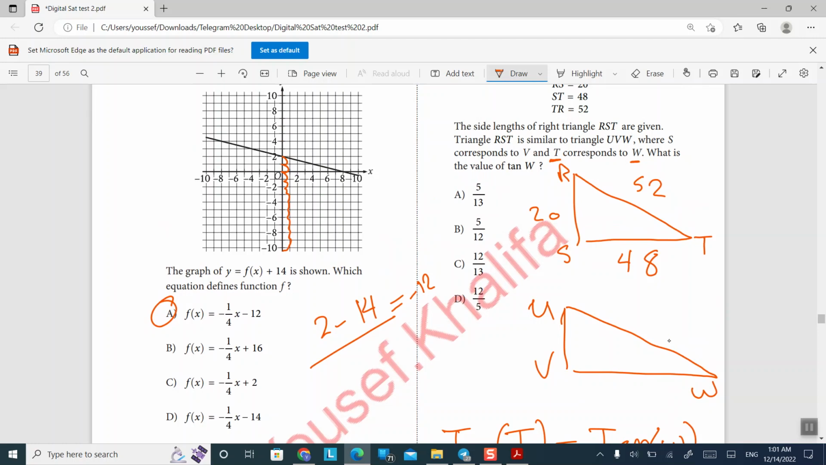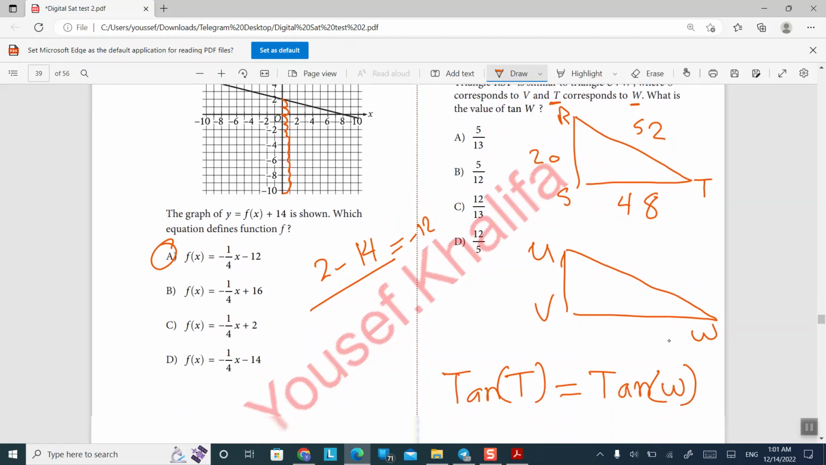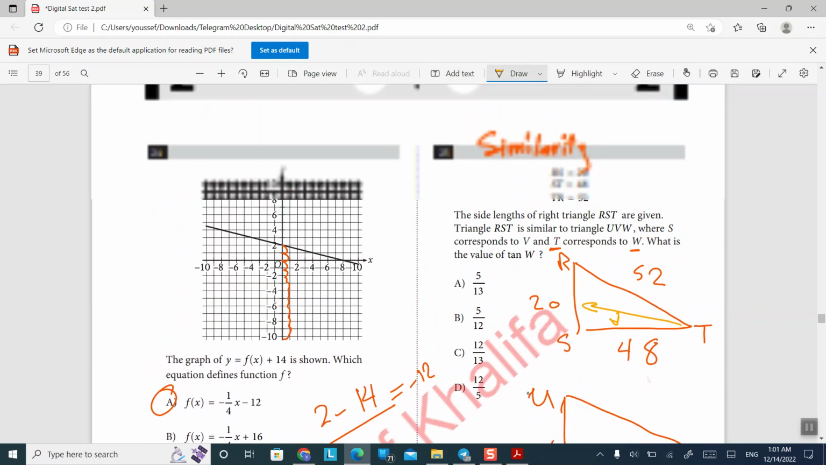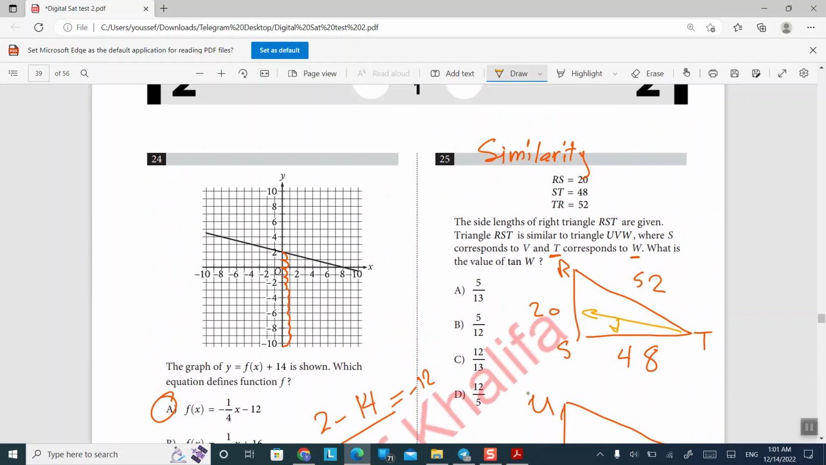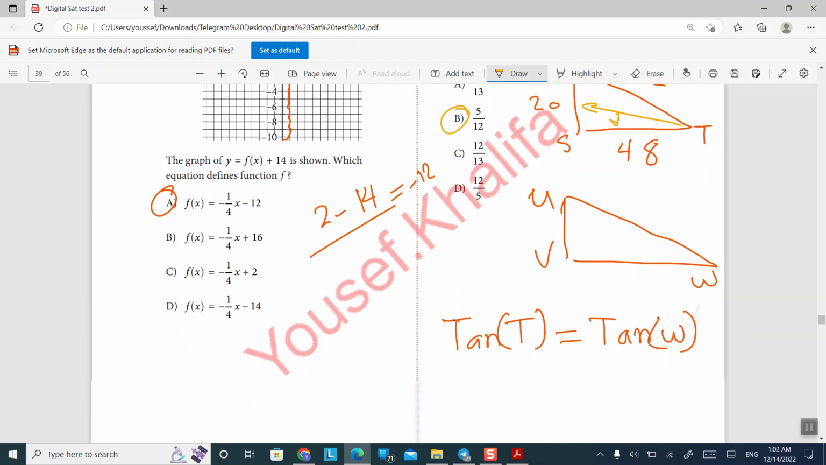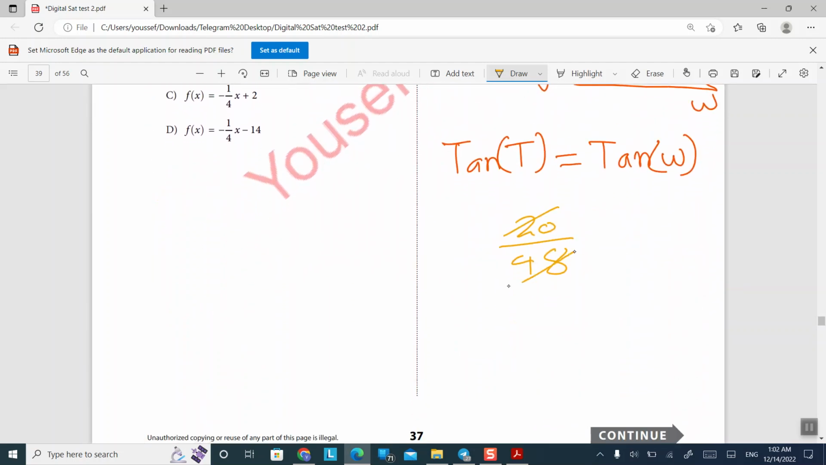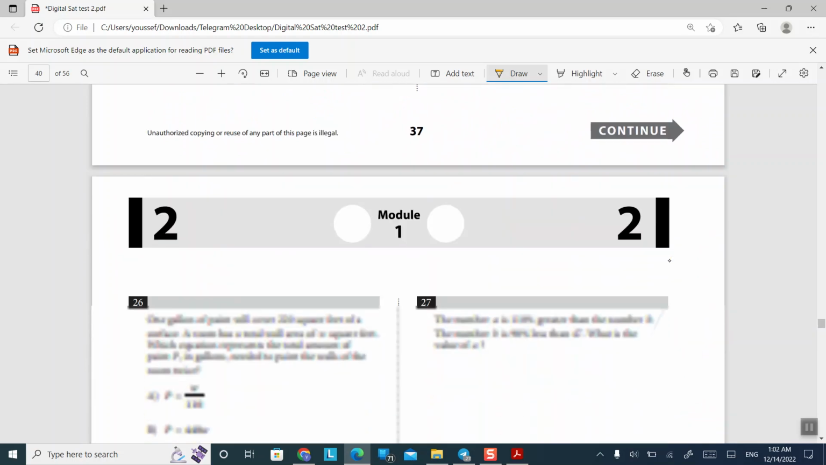Since both triangles are similar, tan is opposite over adjacent, so 20/48, which is equal to B. Divide by 4, divide by 4, that's 5/12. Okay, so let's move on.